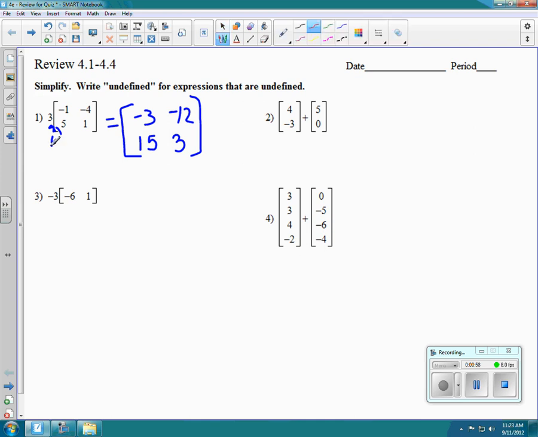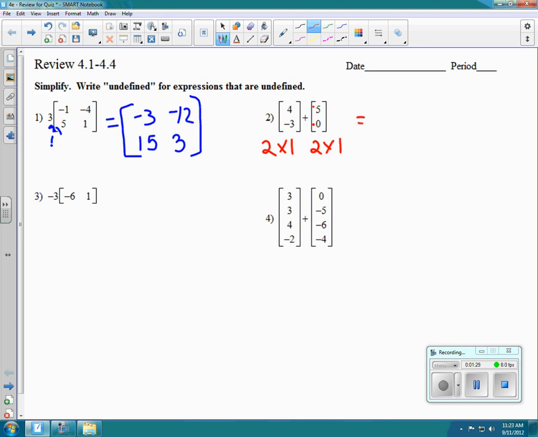For number 2, we have two matrices and we want to add them. In order to add them, they have to be the exact same size. So you can confirm that visually. They both look like they have the same exact size. Or you can write out the sizes. This matrix has 2 rows, so it's a 2, and 1 column, it's a 2 by 1. The other matrix still has 2 rows, 2 by 1 column. So since they're the same size, we can add them.